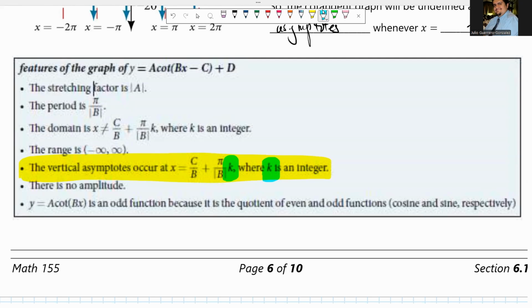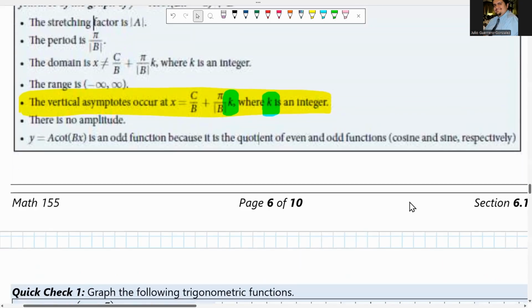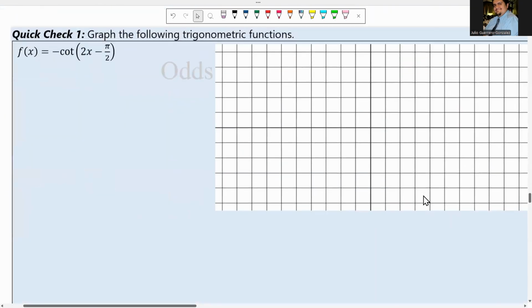Okay. But after we find out what the vertical asymptotes are, we can grab all of this and just throw it into a graph and we'll be good. And that's exactly what we're going to do in class.